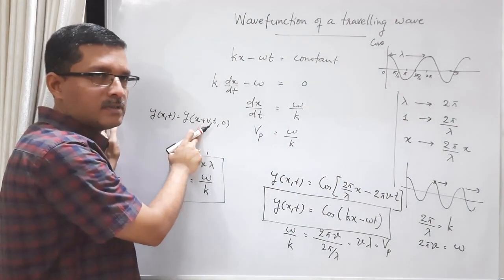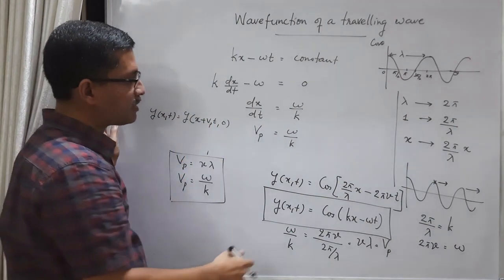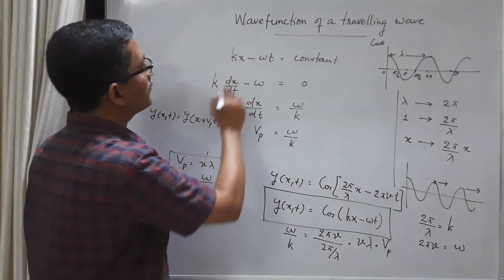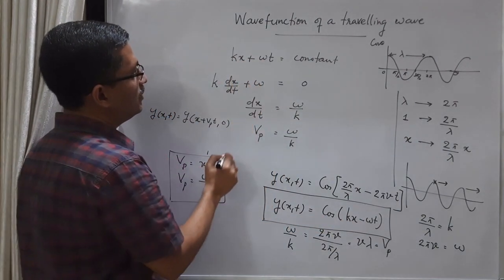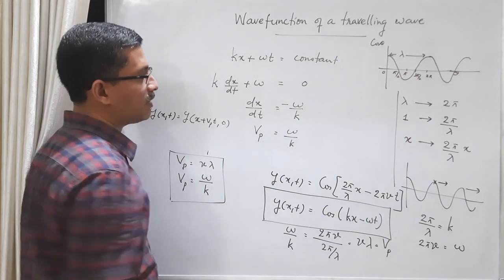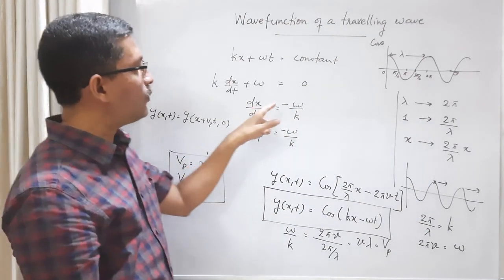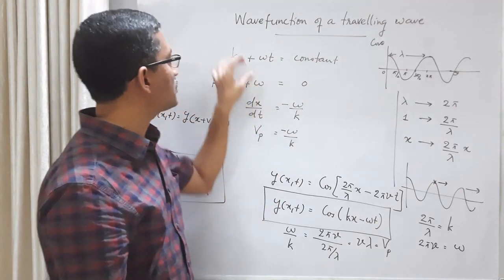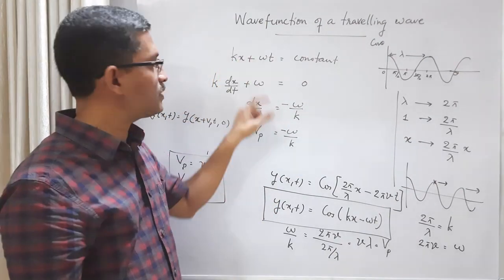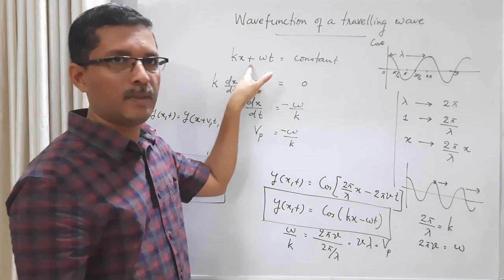That's the only difference. So if you rewrite the expressions, there will be a plus here, there will be a plus here, then dx by dt will be minus omega by k. Phase velocity is minus omega by k. So if phase velocity is plus omega by k, there should be a minus here. If phase velocity is minus omega by k, there should be a plus here.